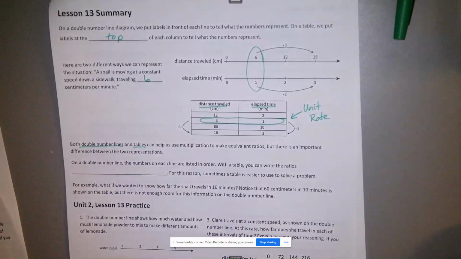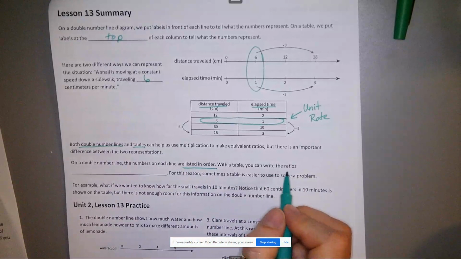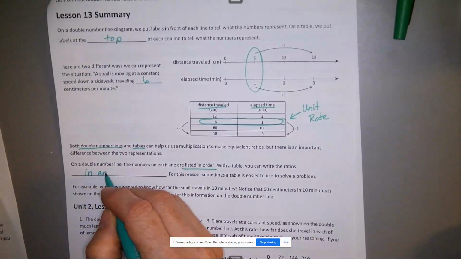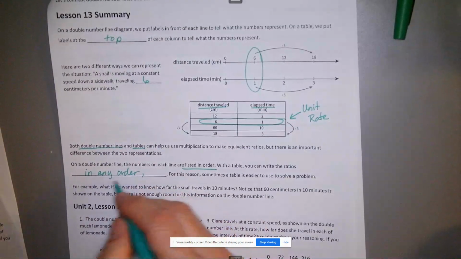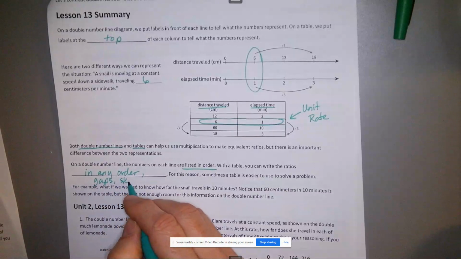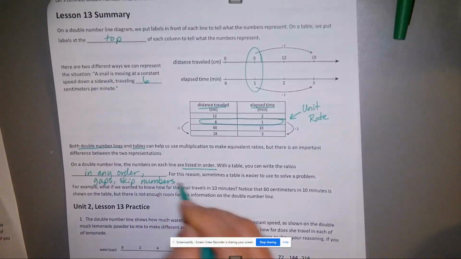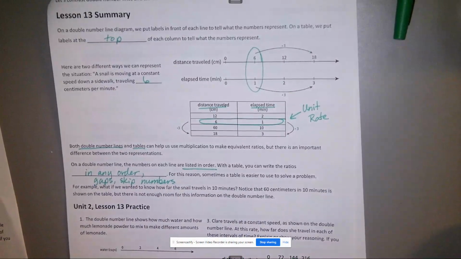On the double number line, the numbers are always listed in order. With the table, you can write the ratios in any order. And you can have skips, you can have gaps, you can skip numbers. For this reason, sometimes a table is easier to use.